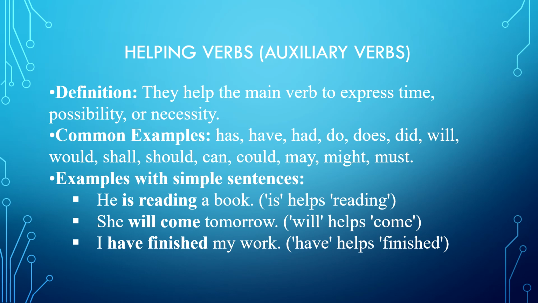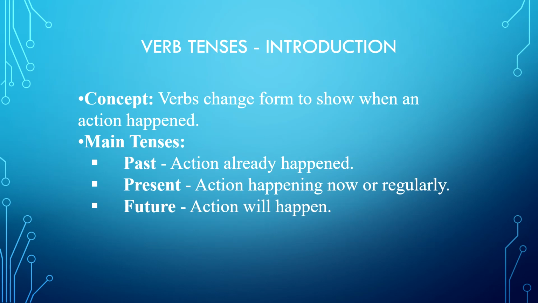The third type is helping verbs. They help the main verb to express things like time or possibility. Common helping verbs include has, have, had, will, can, and must. For example, in the sentence, he is reading a book. The main verb is reading, but the helping verb is helps it. In she will come tomorrow, will helps the verb come to show it will happen in the future.